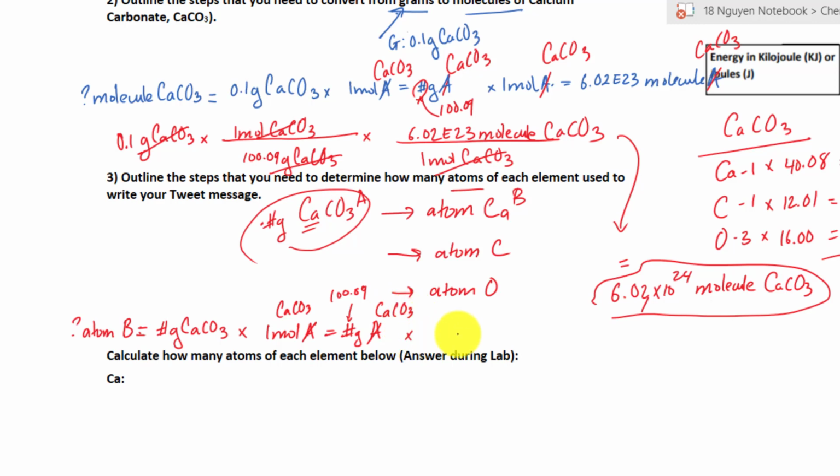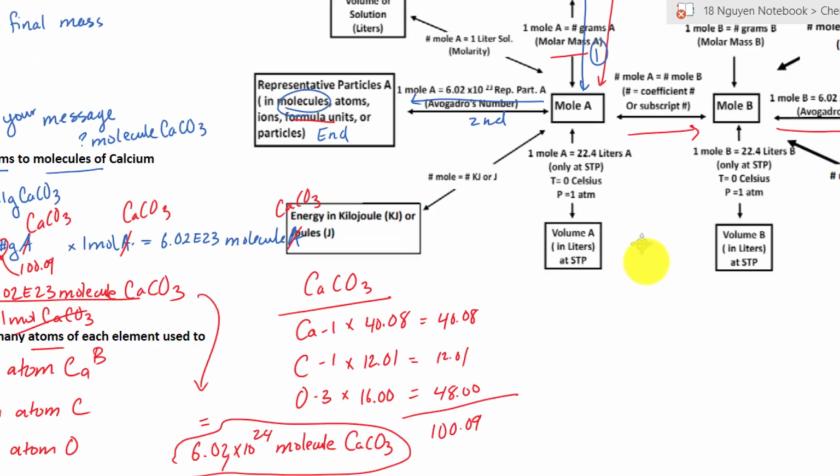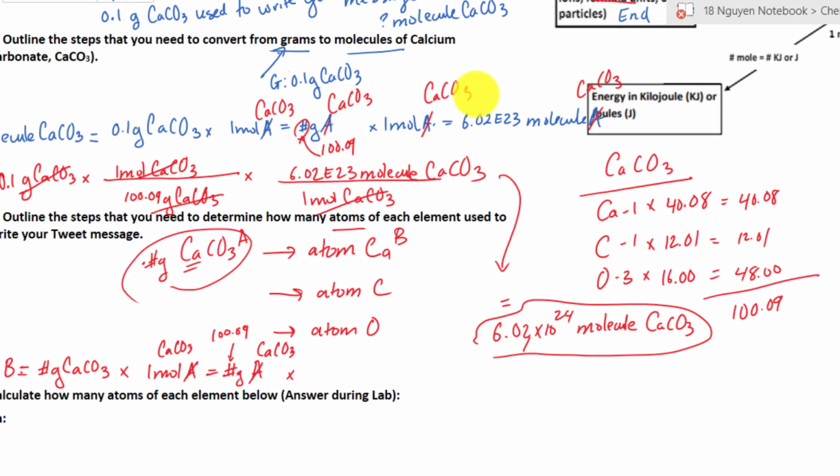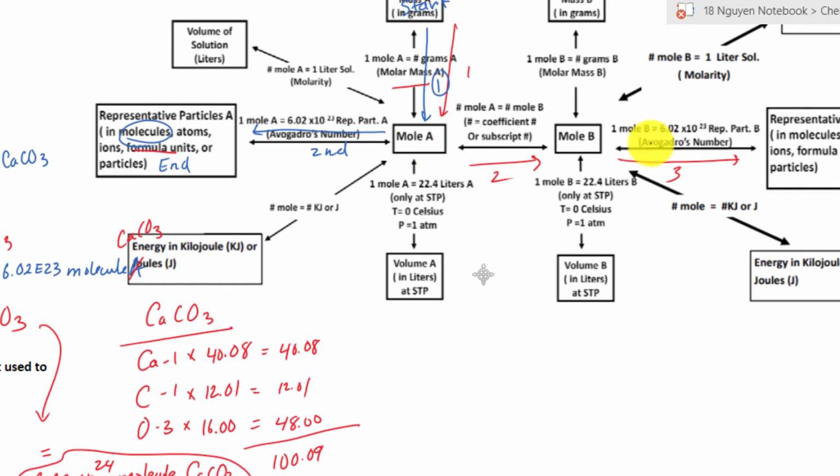Now we're going to continue and multiply by the next conversion factor, which is this one right here. So this is first, second, and third. For that one, we have number of moles of A equal to the number of moles of B. Well, what are A and B? A is your calcium carbonate, and B is whatever you're looking for: calcium, carbon, or oxygen. It doesn't matter. Now we're going to multiply by the last conversion factor, which is 1 mole of B equal to 6.02 times 10^23.